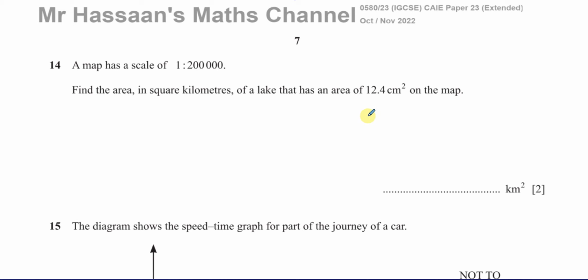And this question is about map scales and area, which is a very important topic which a lot of students don't know how to deal with. So it says a map has a scale of 1 to 200,000. Find the area in square kilometers of a lake that has an area of 12.4 centimeters squared on the map. So we can see here there's a few things that we have to deal with.